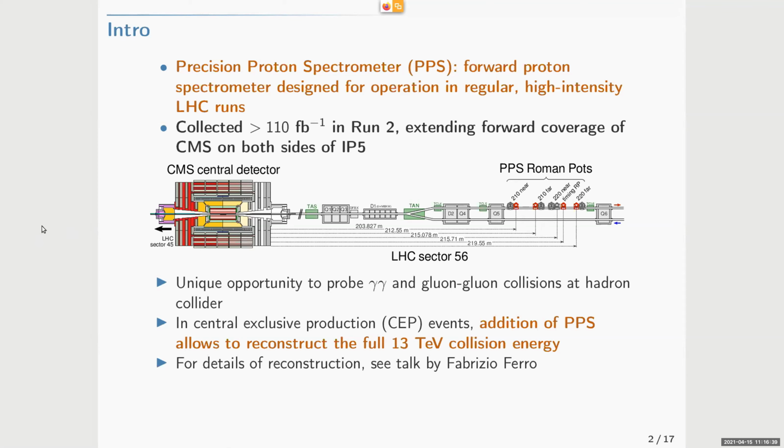PPS provides a unique opportunity to probe gamma-gamma and gluon-gluon collisions at such a hadron collider. In central exclusive production events, having PPS allows us to reconstruct the full collision energy, which is very beneficial for any physics searches. If you are interested in diving a bit deeper into the details of reconstruction, which I am not touching in this talk, I invite you to have a look at the talk by Fabrizio that happened yesterday.